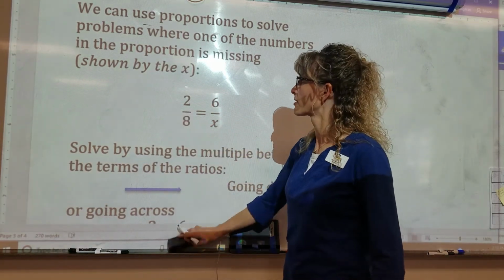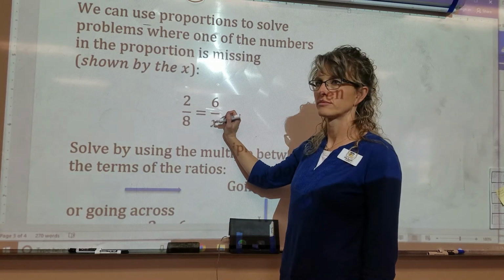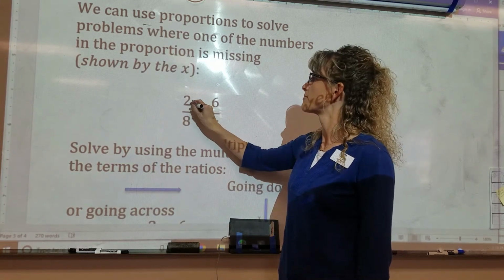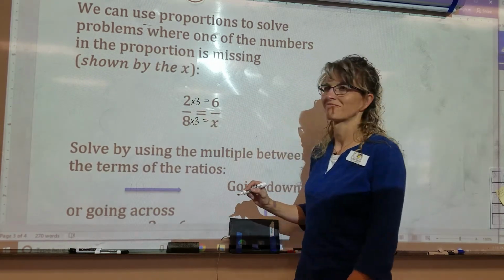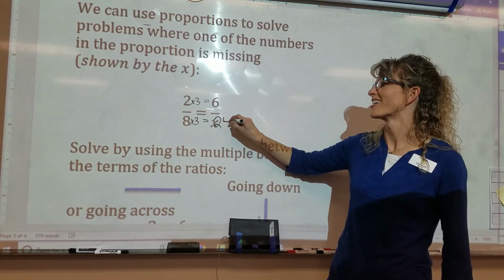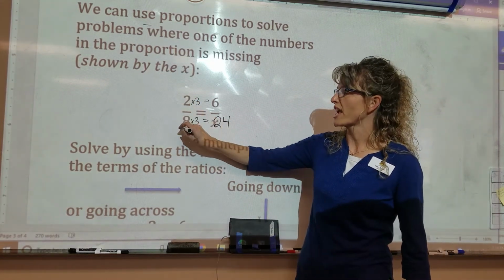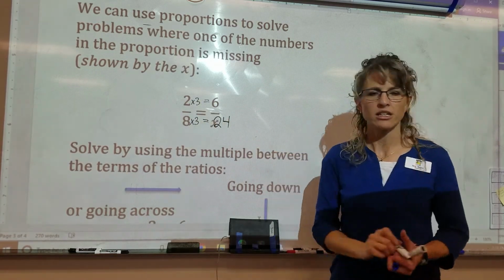So 6, you can multiply 3 times 2 and get 6. So whatever you do at the top, you have to do at the bottom, so you do that, and it's 24. Check it. Is 2 times 4 8? Is 6 times 4 24? Good. We could also go diagonal. Very good. Let's try another one.